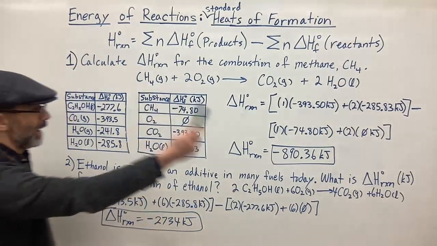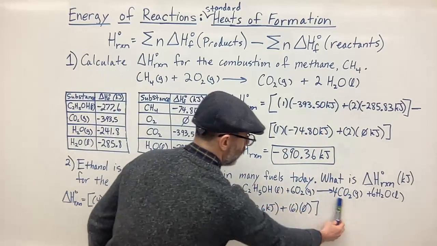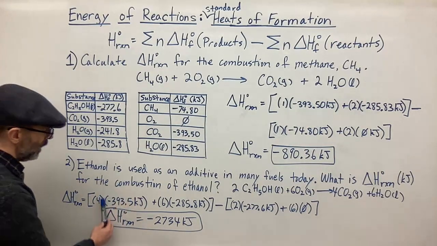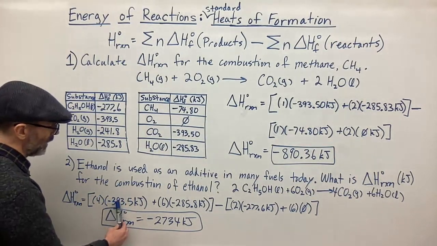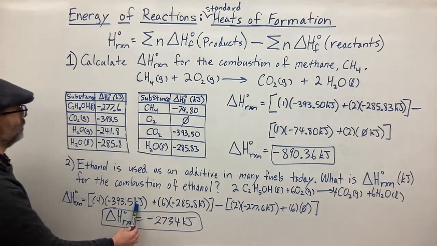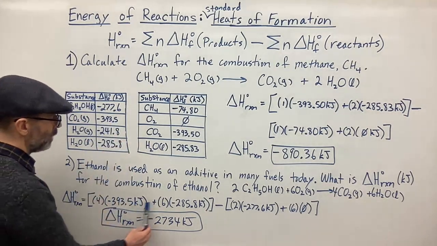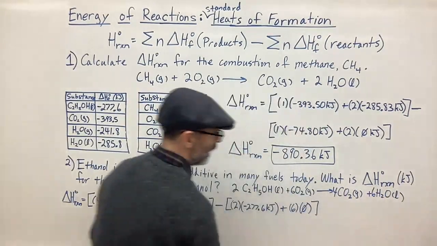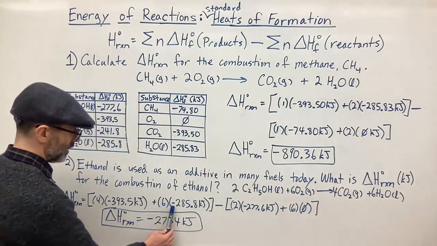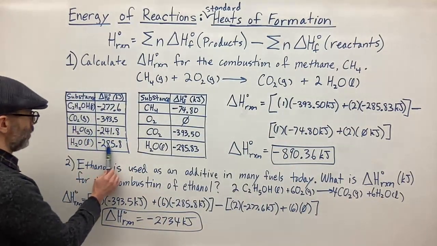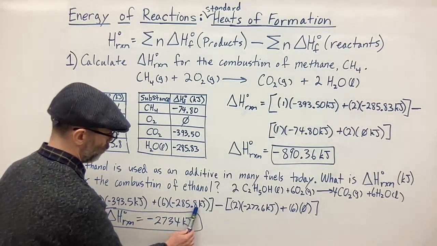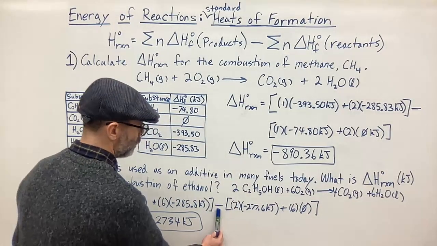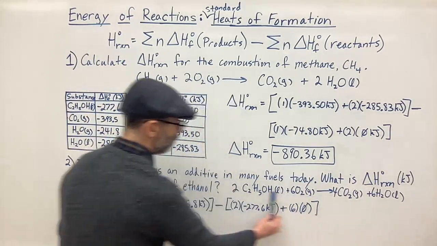My first product is carbon dioxide. I have a coefficient of 4, so that's 4 times negative 393.5 kilojoules. Then I add to that my other product, liquid water, with a coefficient of 6, so 6 times negative 285.8 kilojoules. All of this is added together, and then I subtract from that the sum of my reactants.